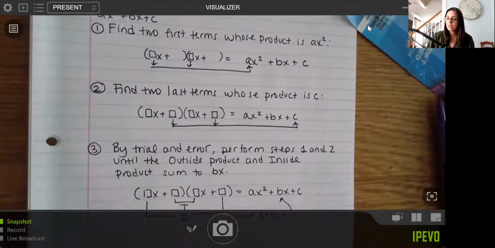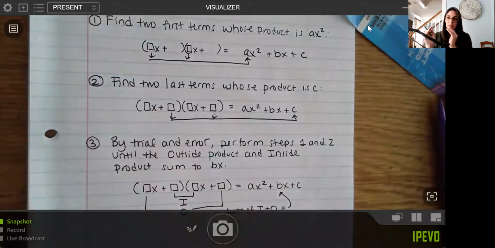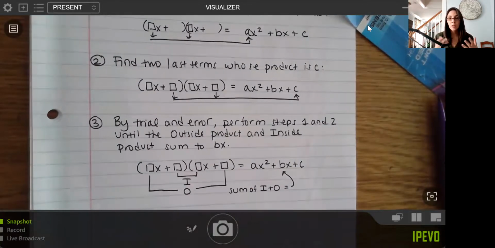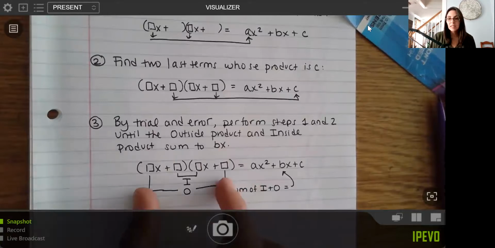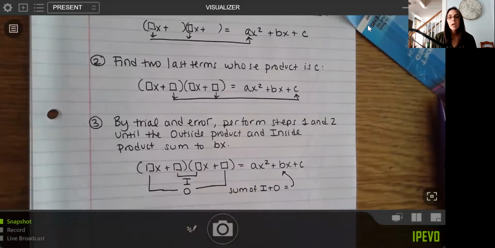So what happens is your final answer looks something like this. You have one group times another group, is typically how it's set up. And when you multiply that all out, you need to also make sure that the middle term matches your original. So when you multiply out using that distributive property or using that FOIL technique, then that outside and inside combination, when you add them, has to be bx.